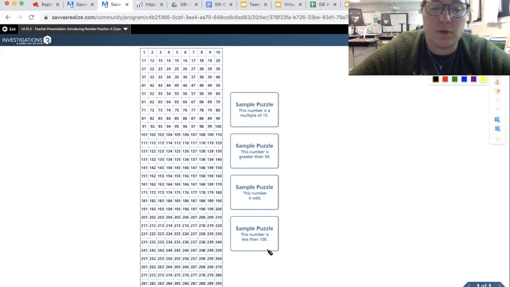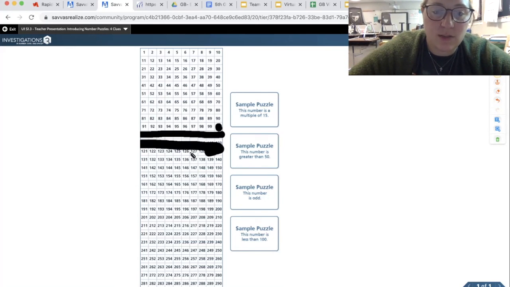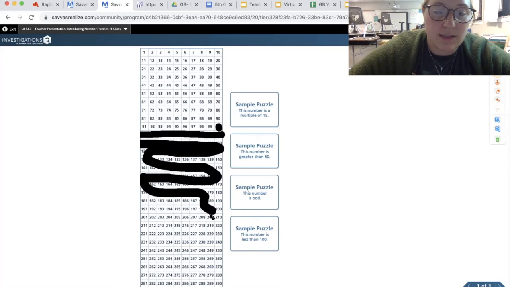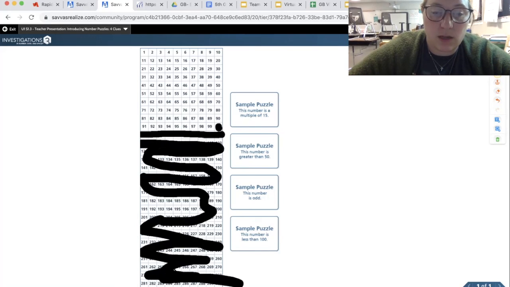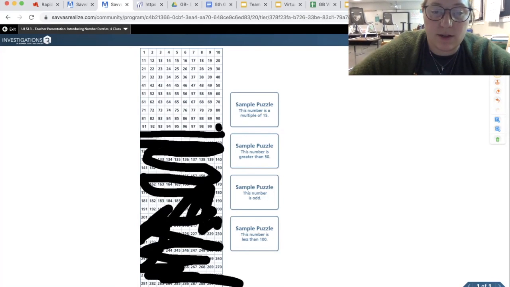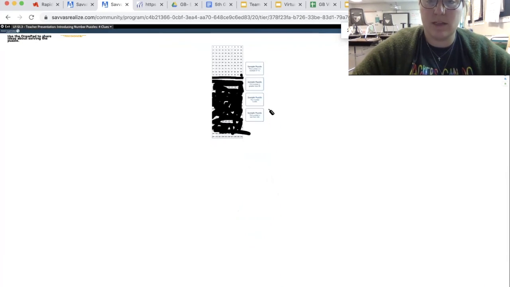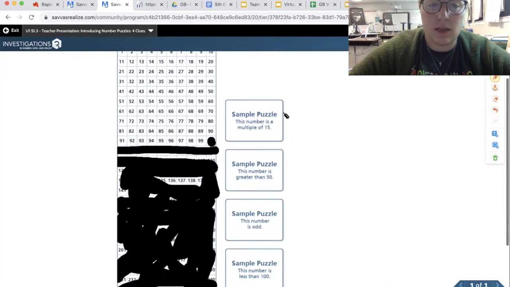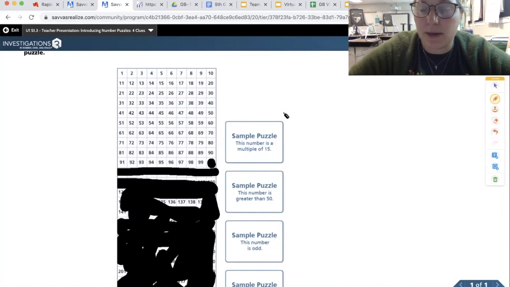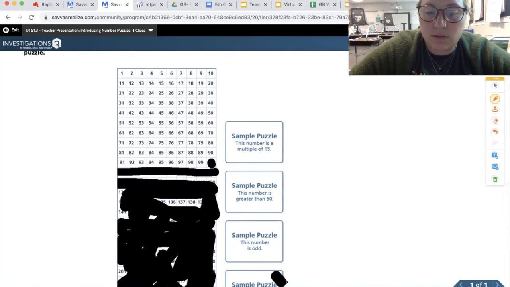So the first one I'm going to choose to focus on is this number is less than 100. If the number is less than 100, it means it's not going to be 100, and that also means it's not going to be anything below here. So the rest of this hundreds chart, actually 300s chart, because it is all bigger than 100, can be marked off and would not be considered because it would not follow the rule less than 100. So I've marked that off. I'm going to zoom in a little bit so that we can see the rest of the hundreds chart a little bit better.